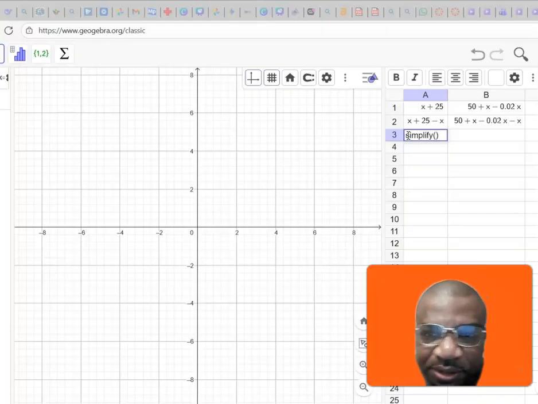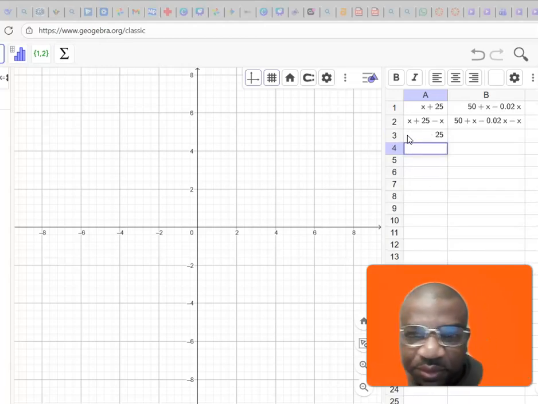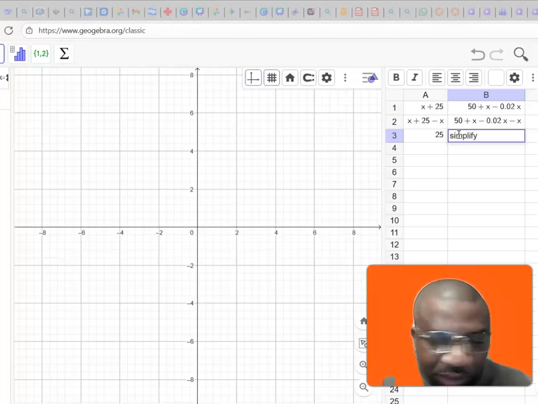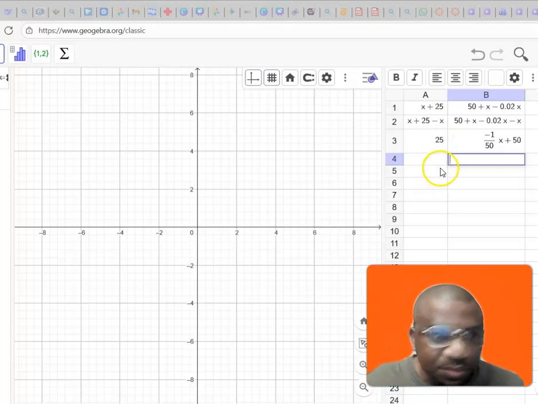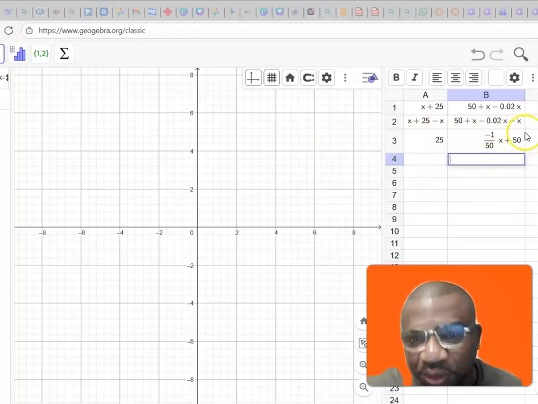So close bracket. That will be a2. So we'll simplify. We'll have 25 there. So we'll also here simplify on the right hand side. So it's a simplify. Close bracket b2. So b2. Good. So the next thing to do, we have plus 50 on the right hand side.